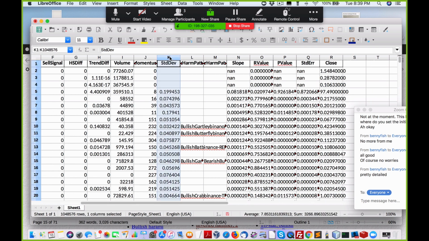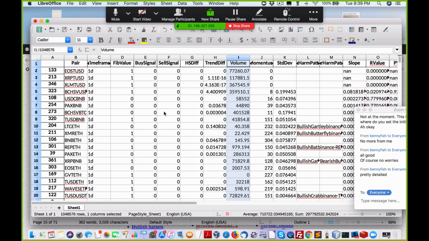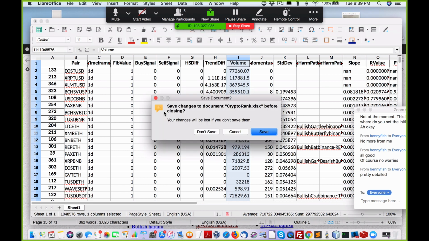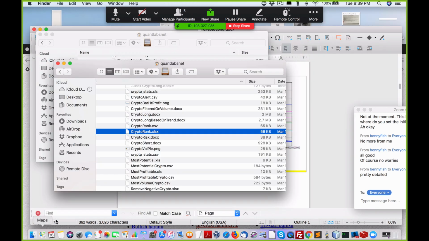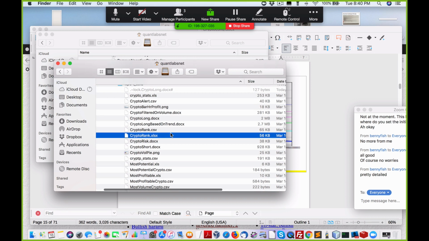You can sort by standard deviation to find which ones are the most volatile, least volatile, which ones have the most volume. A lot of good stuff in here that you can sort and dig deep into. That's another way to confirm whether you have market direction, if you were to look at the timing using your Fibonacci retrace levels. So there's that.